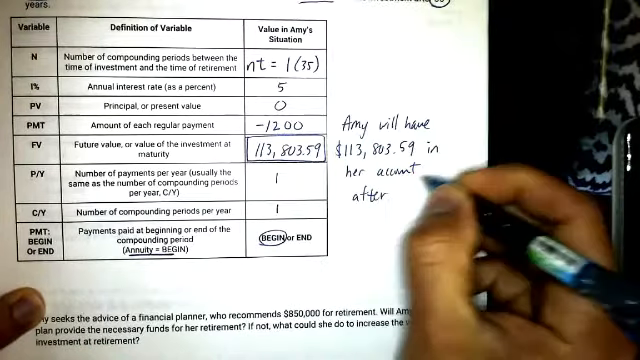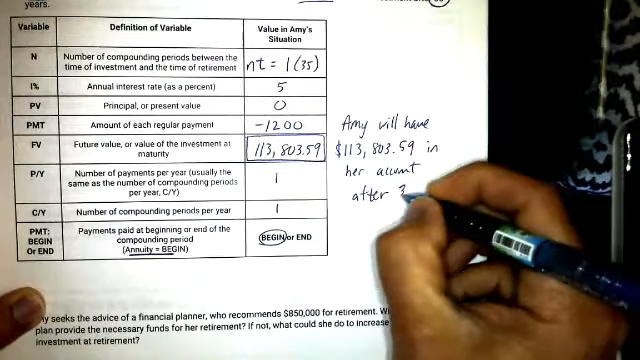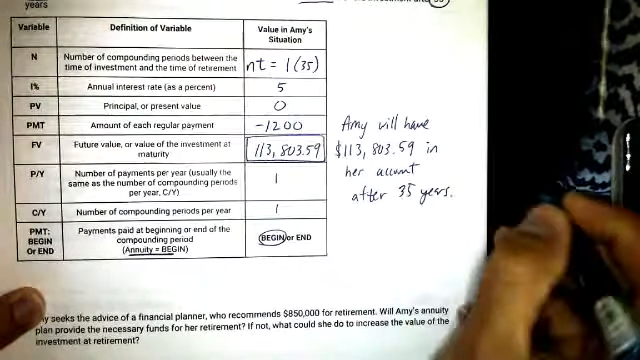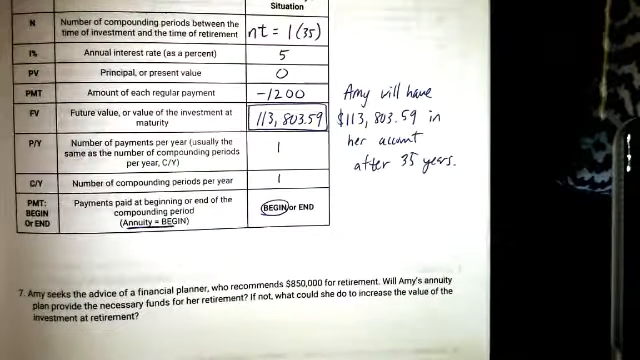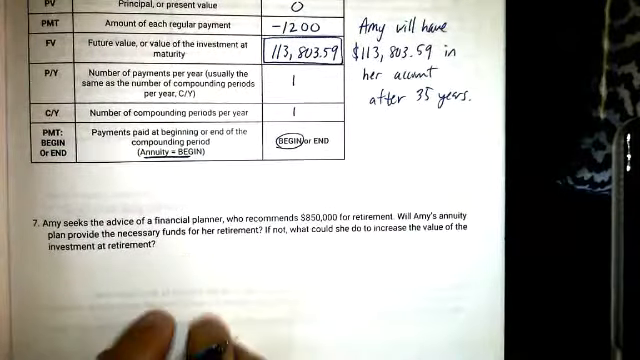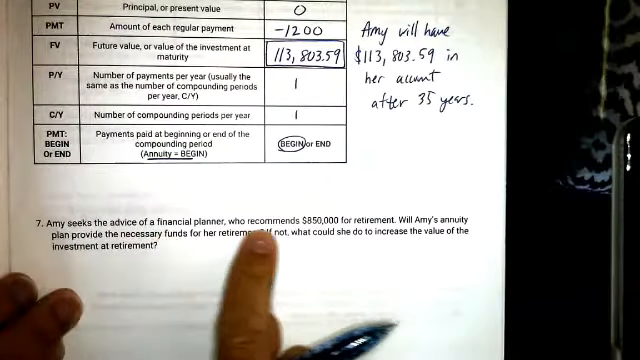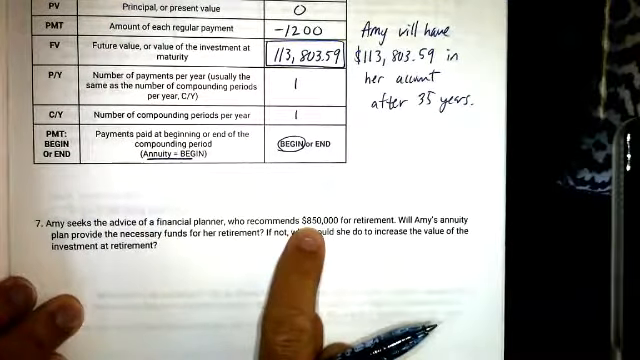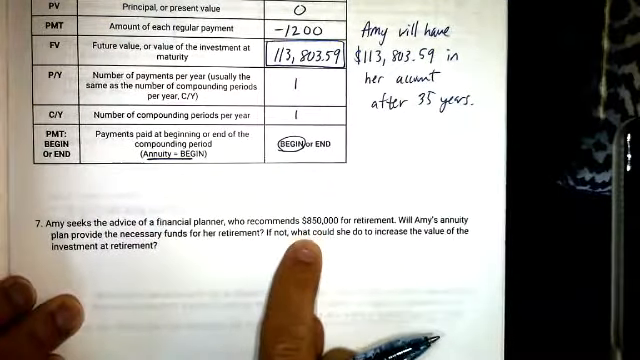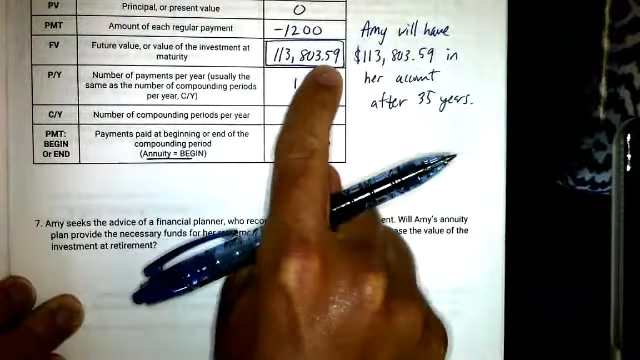However, her financial planner says that they recommend $850,000 for retirement. So will that cover it? No, it only has $113,000. That's less than $850,000. So what can she do?